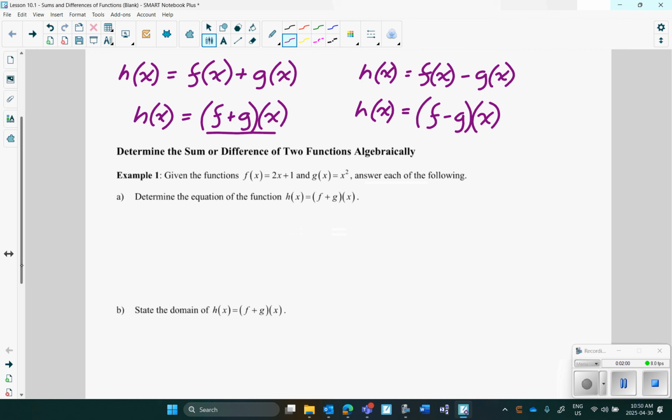So here's an example. We've got two functions. 2x plus 1 is f of x. x squared is g of x. You are asked to find the equation of the function f plus g of x. So all that means is you take function f of x, 2x plus 1, the whole thing, and you add the expression for function g.